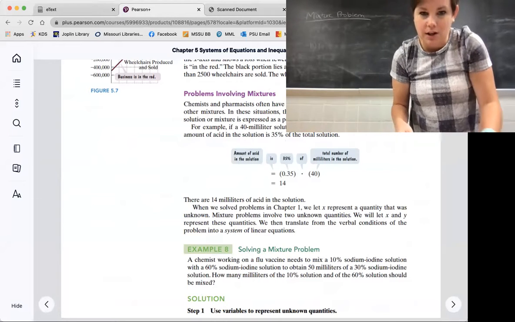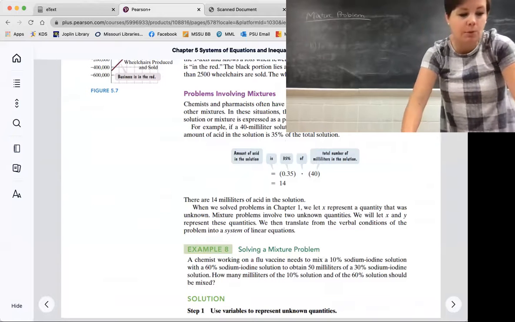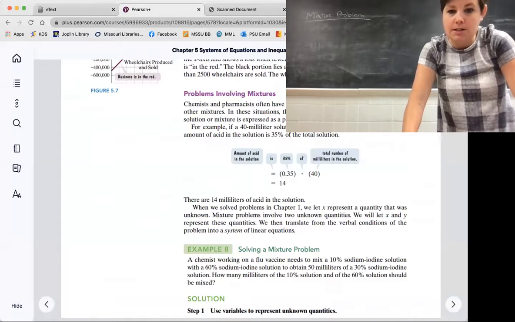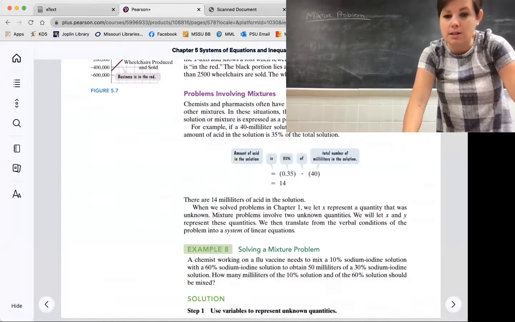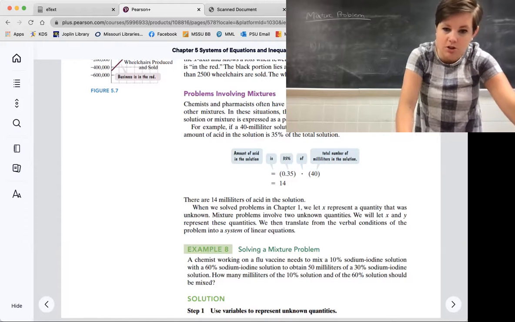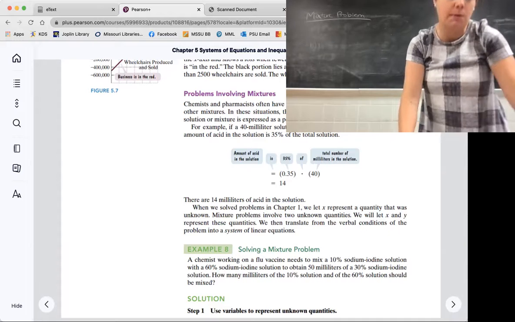This is page 552 in your book. I say that on the notes page in case you want to open it up yourself. So it says a chemist is working on a flu vaccine that needs to mix a 10% sodium iodine solution with a 60% sodium iodine solution to obtain 50 milliliters of a 30% sodium iodine solution. How many milliliters of each of the 10% solution and of the 60% solution should be mixed?